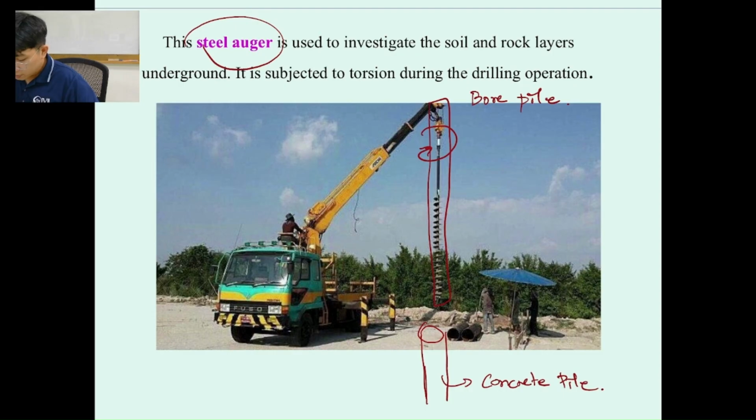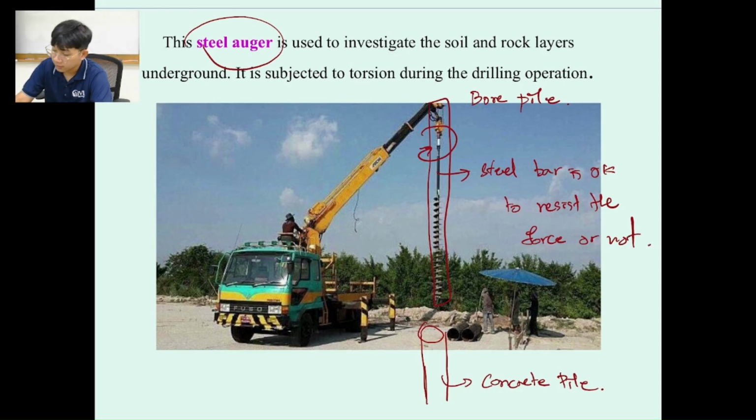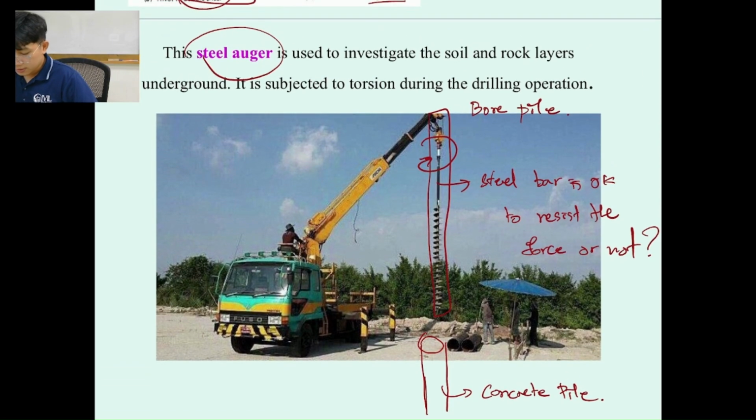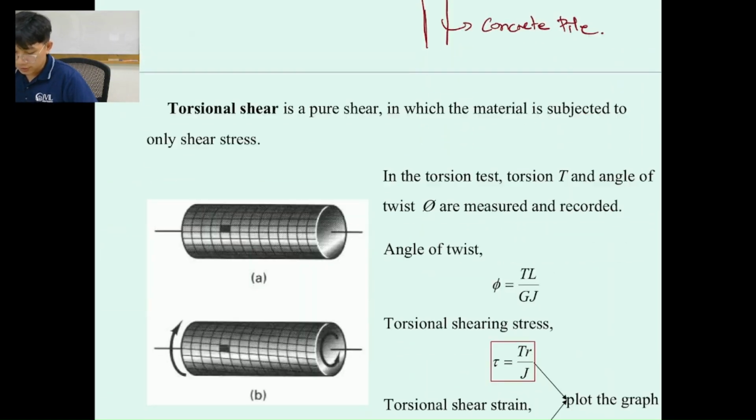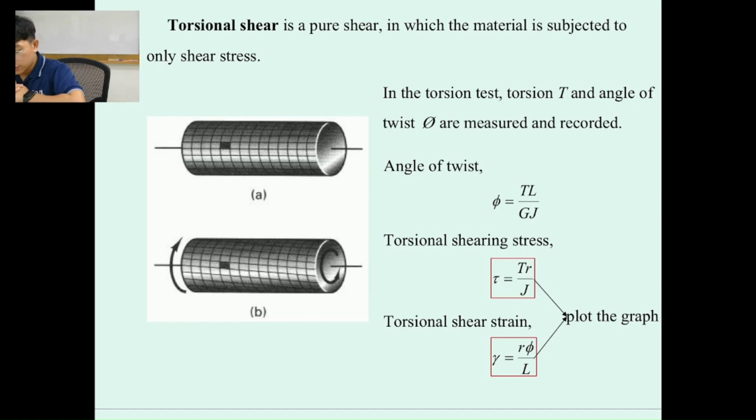So when we apply the torque over here, we need to check whether the steel bar is okay to resist the force or not. We need to check it with these steel augers. That's why we need to learn about the torsional shear. For the torsional shear, I think we have talked about this in our previous slides, in chapters 3 and 4.